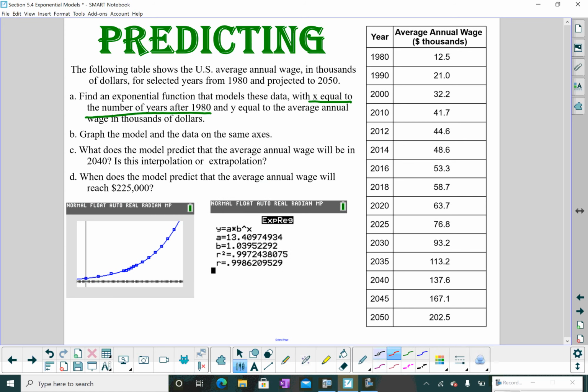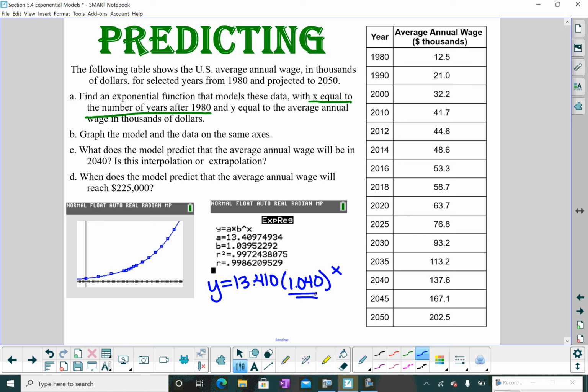If you wrote this equation out, let's do that real quick. I'm going to round to 3 decimal places. It would be 13.410 if I round to 3. My b is 1.040 to the x power. But that growth rate, again, bigger than 1, so that tells me that it's exponential growth.